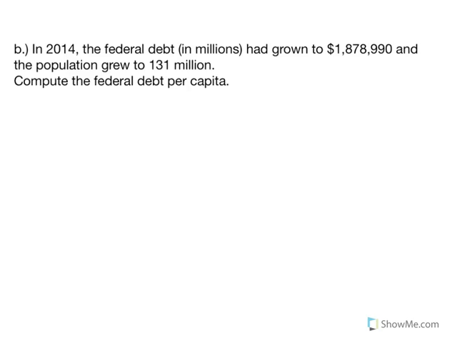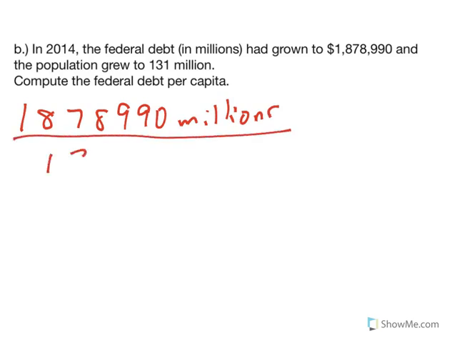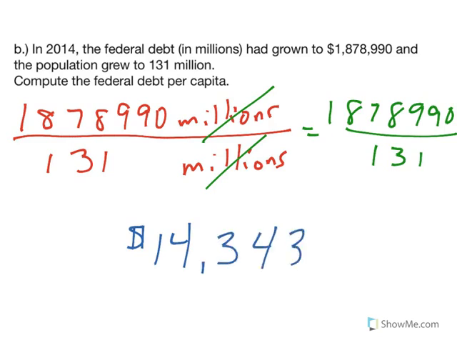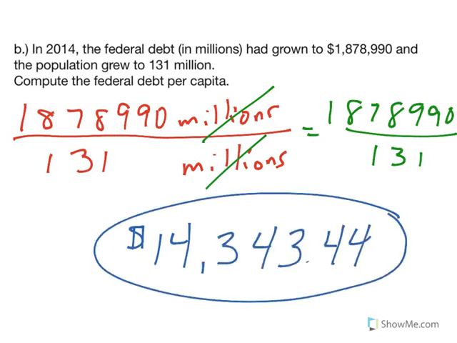The federal debt grew, the population grew. Let's find our new federal debt per capita. So I have, again, my federal debt on top in millions and my population on the bottom, again in millions. And again, those cancel out. So I just play with my numbers, and I come up with a federal debt per capita of $14,343.44 for 2014. Notice in both parts A and B, we rounded to the nearest penny because we're talking about money. And with money, you always round to the nearest cent.